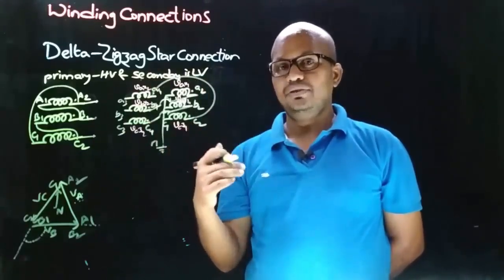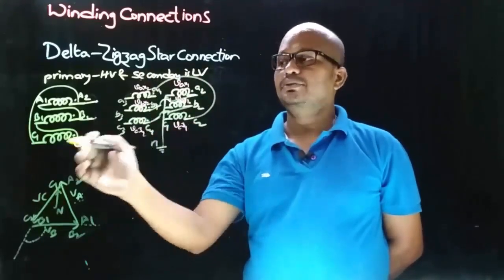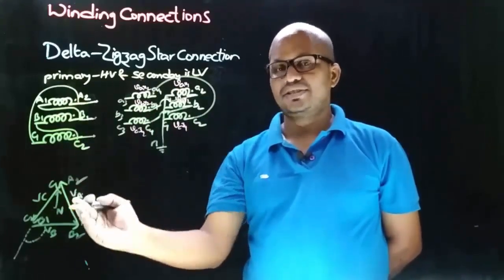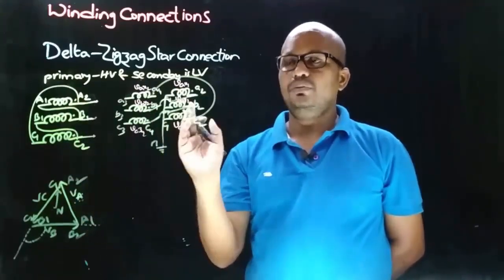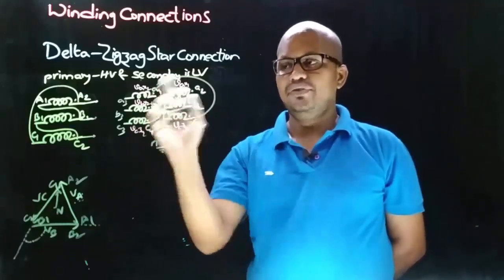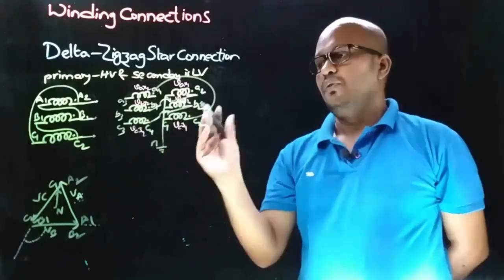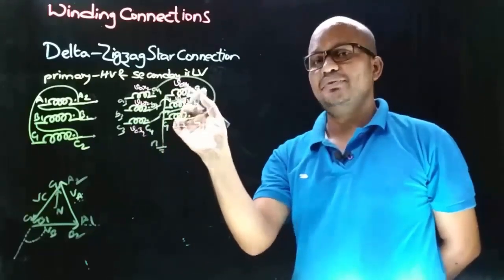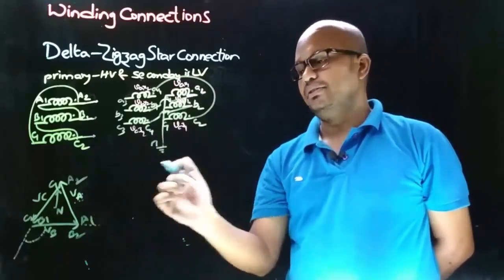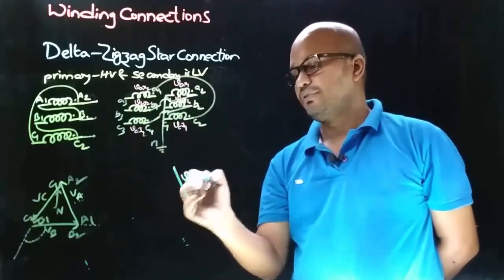And now we need to draw the phase diagram for this delta zigzag star connection. And coming to this HV winding, we didn't change any connection, so the phase diagram is left as it is. Now let's draw the phase diagram for this zigzag star connection. And of this, first we must draw the phase diagram for the internal star connection. First let's draw the secondary side VA-X1 phasor parallel to the primary side VA phasor like this. This is the VA-X1 phasor.